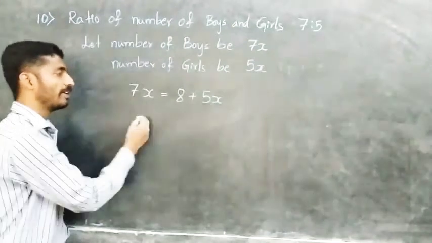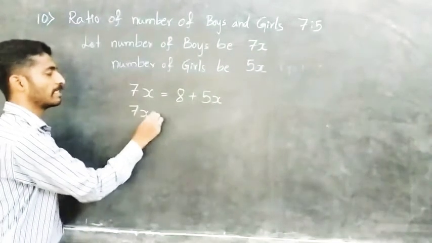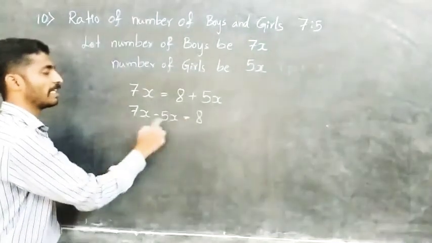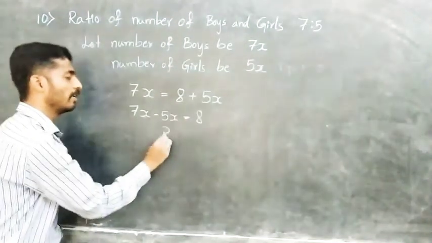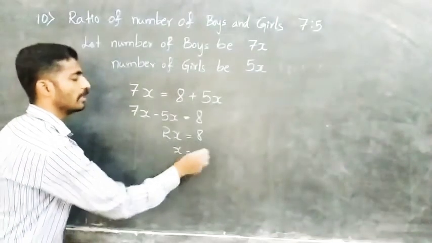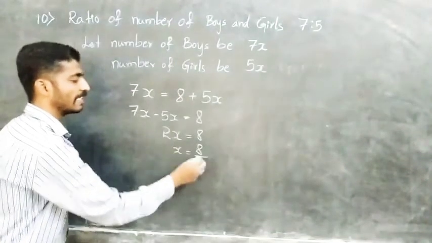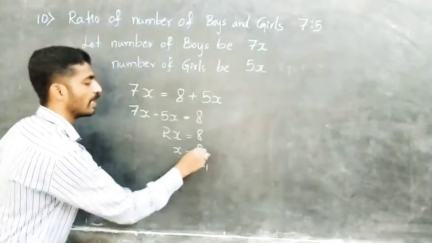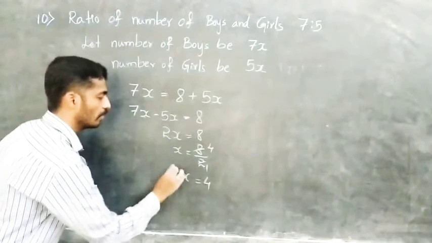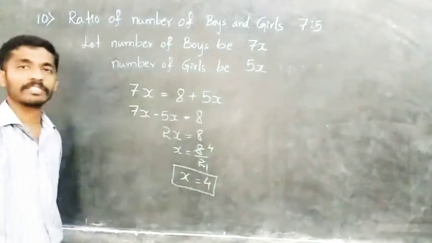Let's take 5x to the left side. It becomes 7x minus 5x equal to 8. 7x minus 5x is 2x equal to 8. If you take 2 to the right side, it becomes division. 2 fours are 8, so x equal to 4. Now we got x equal to 4.